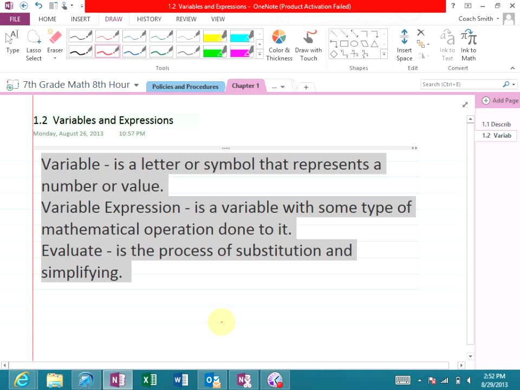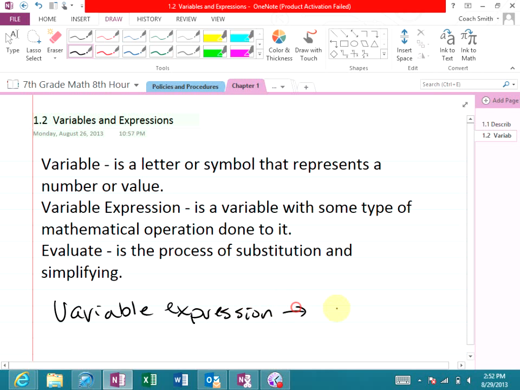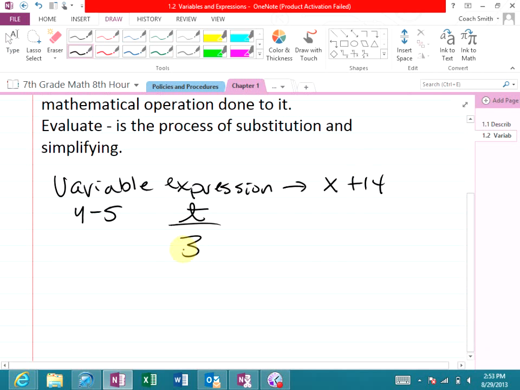All right. Now, here's what we're talking about today. Okay, we're going to talk about variable expressions. For example, a variable expression is like x plus 14. Okay, or y minus 5. Okay, or t over 3. Okay, those are all types of variable expressions. They have a variable with them, and they have some type of mathematical operation done to it.